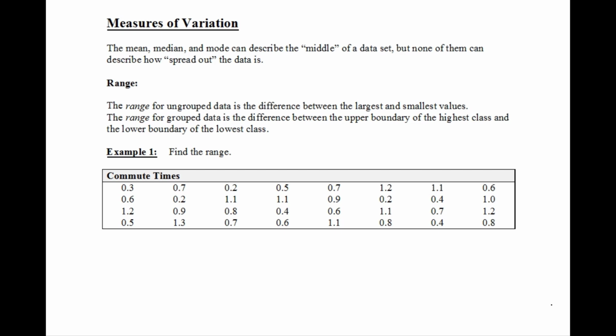The simplest way is to use the range, and this is just the difference between the largest and the smallest values. If we look at this example, find the smallest value in the table. I believe it is 0.2. And then look for the largest value. And I see a 1.3 in the second column. I do not see anything smaller, so this looks like the largest.